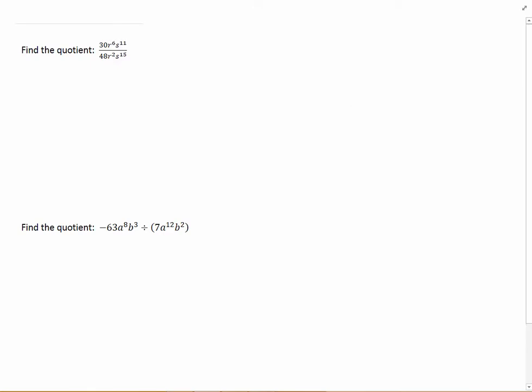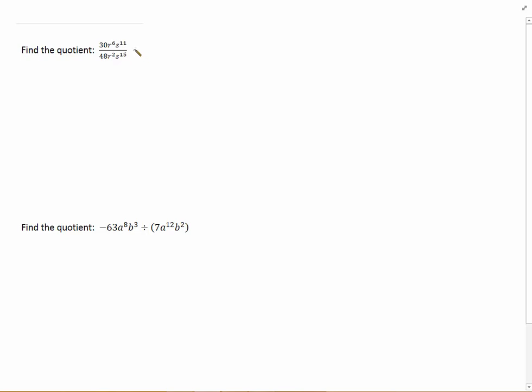So here we're asked to find the quotient, and we're shown a couple different exercises here. Let's look at the first one. Find the quotient, and we have 30r to the 6th s to the 11th over 48r to the 2nd s to the 15th. Now, since these are just fractions, this is just one big fraction made up of multiple factors in the numerator and denominator.